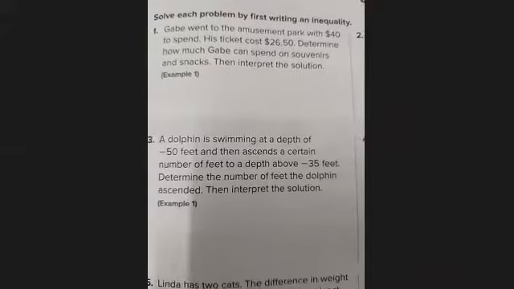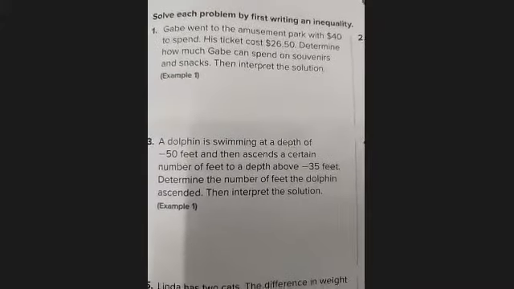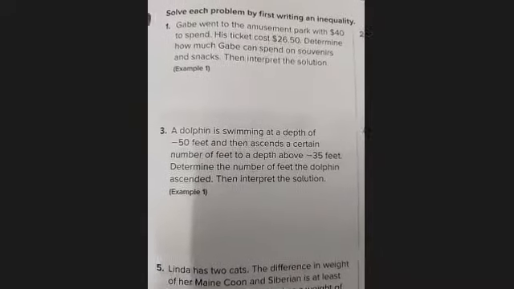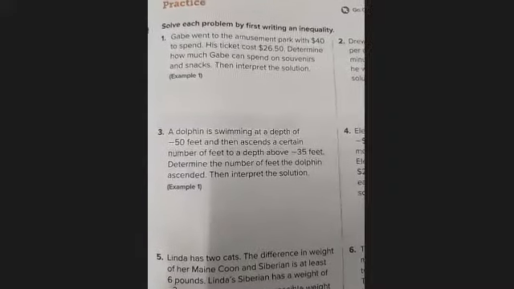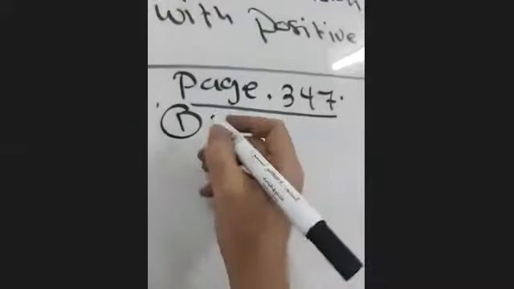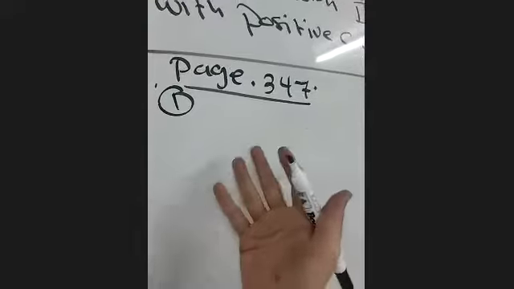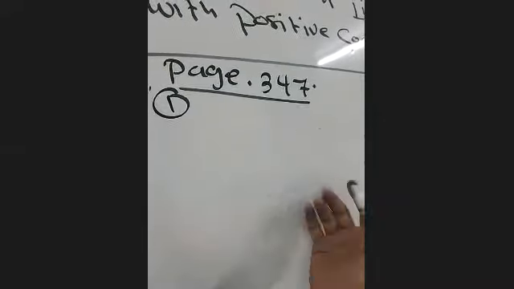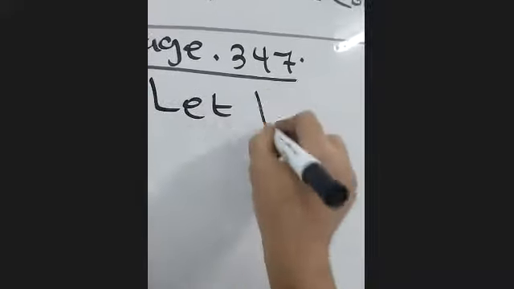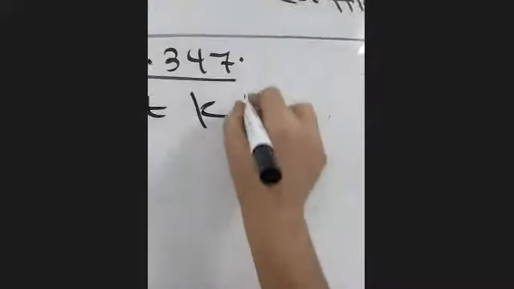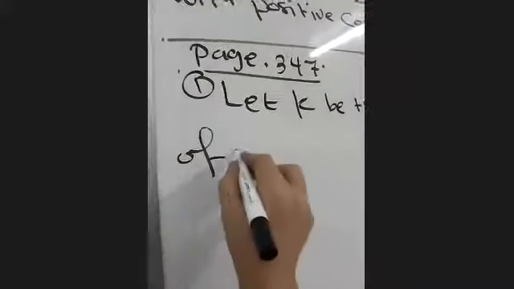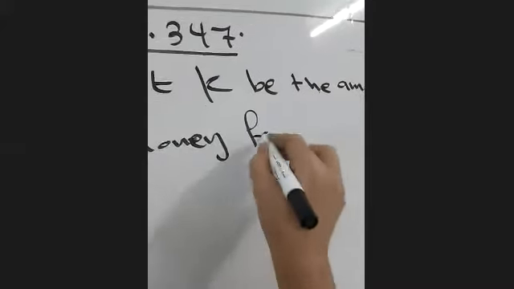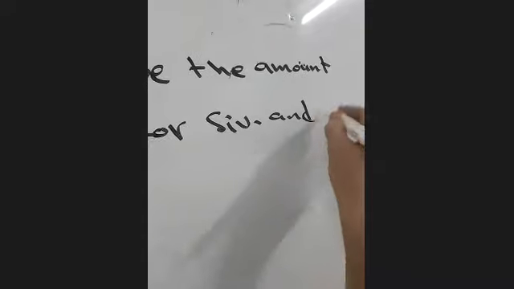$26.50, right? Yes. Determine how much Gabby can spend on souvenirs and snacks. Do we know how much Gabby can spend on souvenirs and snacks? No, so we will give it a variable. The unknown thing is how much Gabby will spend on the souvenirs and the snacks, right? Yes. So we'll say let K, for example, any variable, be the amount of money for souvenirs and the snacks. Okay?